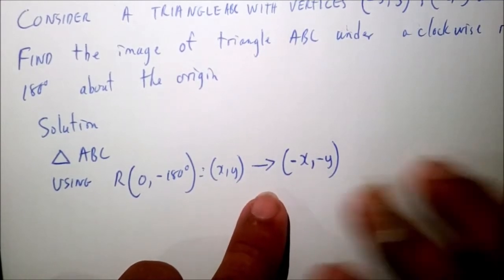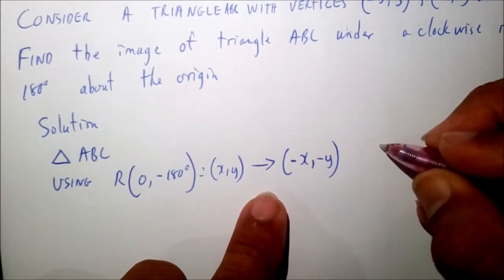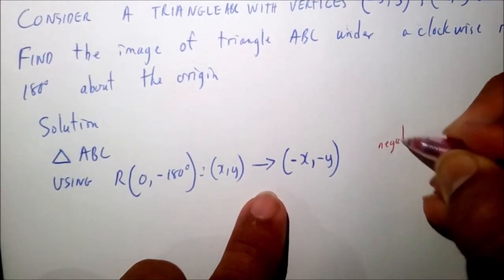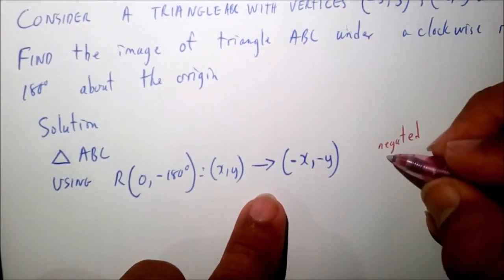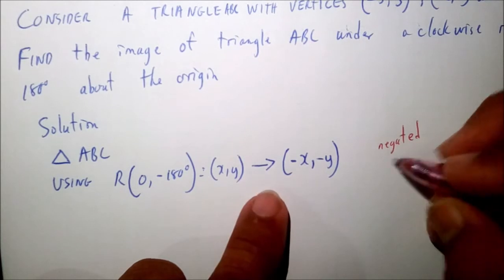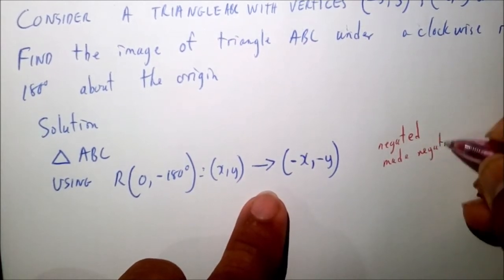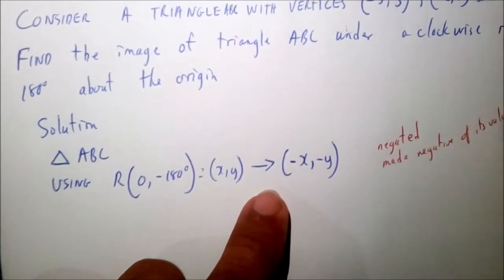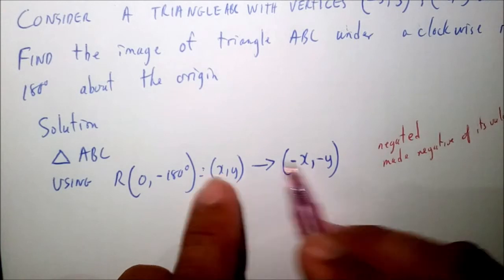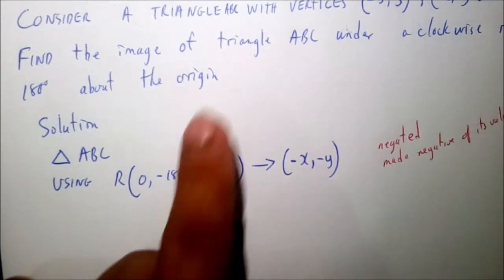All right, so in other words, what we just did, let me put this in red, we have negated. Negated simply means made the negative of its value. So if the value is positive, it becomes negative. If the value is negative, it becomes positive. So remember, those are the points.